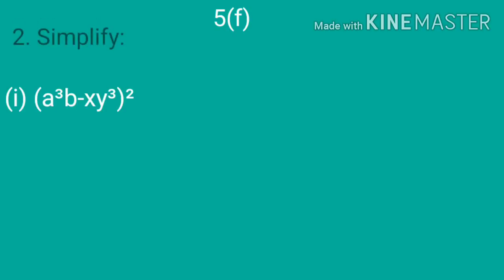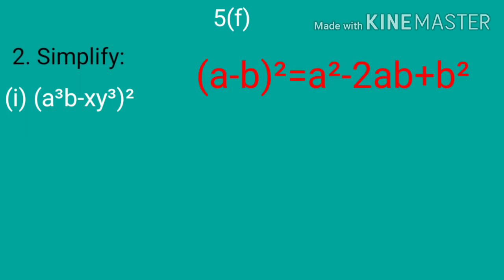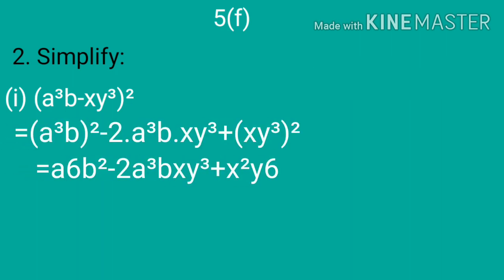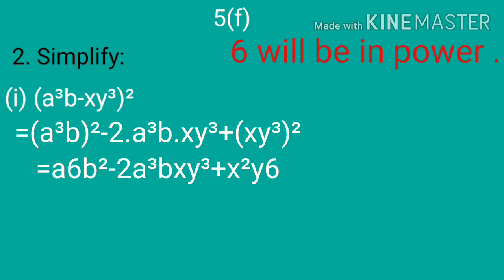Today we are going to do Exercise 5F, Question 1, to simplify (a cube b minus x y cube) whole square. So the (a minus b) whole square formula will be used here: a square minus 2ab plus b square. In place of a, a cube b is there, and in place of b, x y cube is there. So (a cube b) whole square minus 2, a means a cube b, b means x y cube, plus (x y cube) whole square. So it will be a to the power 6 b square minus 2 a cube b x y cube plus x square y to the power 6.